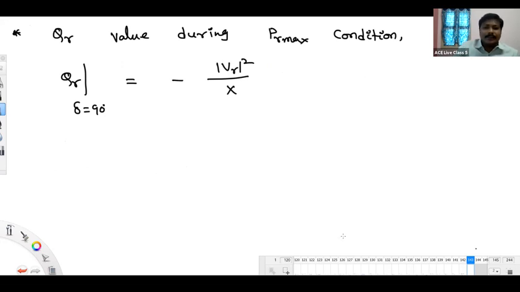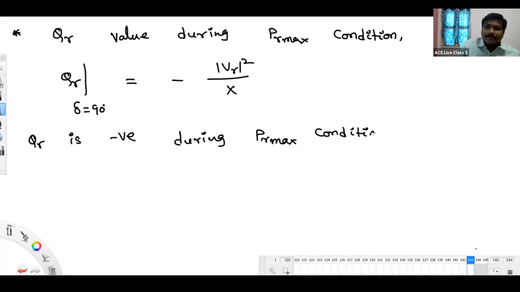Next thing. The same comment we made earlier, we are going to repeat here. QR is negative during PR maximum condition. All of you getting this? Whenever QR is negative during PR maximum condition, now what can you say from this?